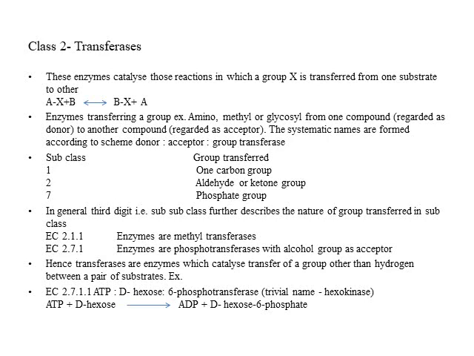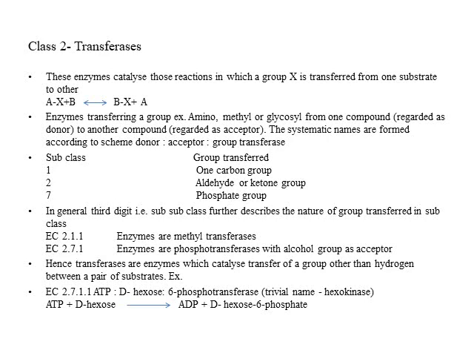The subclass here denotes the group transferred. If the subclass is 1, then a one-carbon group is being transferred. If the subclass is 2, an aldehyde or ketone group is transferred. If the subclass is 7, a phosphate group is transferred. The sub-subclass further describes the nature of the group transferred. If EC is 2.1.1, then the enzymes are methyltransferases. Here the subclass 1 denotes that a one-carbon group is being transferred, and the sub-subclass is also 1, so the one-carbon group is a methyl group.